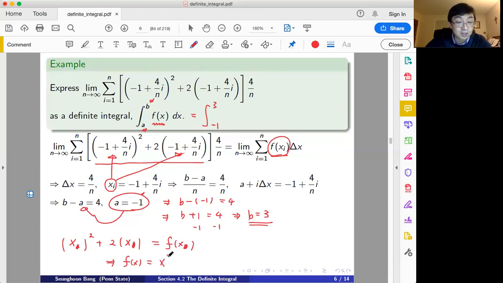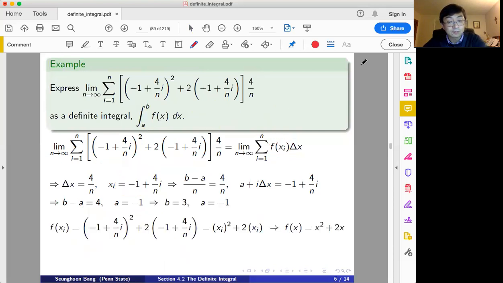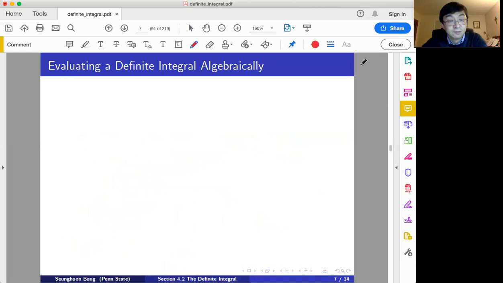Exactly x squared plus 2x. So we have the answer: f of x is x squared plus 2x dx. That's it. This is the whole idea. The given limit definition, we can change it to definite integral form. This is the idea. So like this.